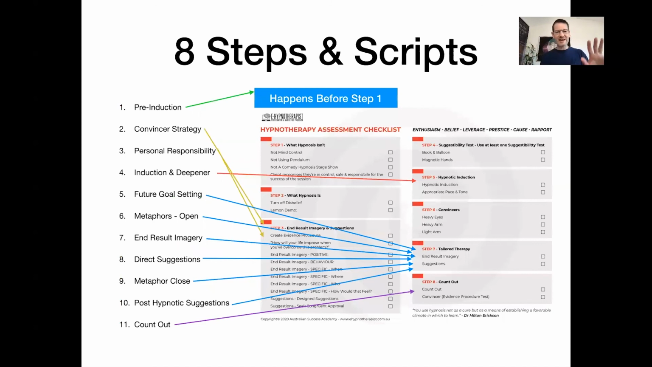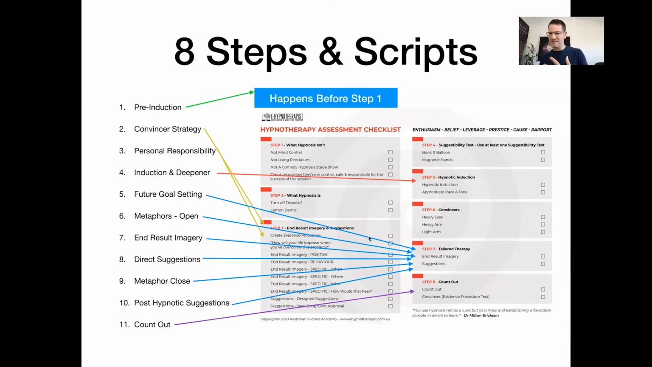So let's look at how the 8-step methodology mixes in with the scripts. Here's the anatomy of the scripts, and here's the 8-step assessment checklist, which is all 8 steps. You can see step 1, step 2, step 3, step 4, step 5, step 6, 7, 8, all there. You do the pre-induction, that happens before step 1. You then do step 1, what hypnosis isn't, what it is. You then go into the convincer strategy, which is also part of the end result imagery. Step 3, convincer strategy is in there. So evidence procedure, a different word for convincer strategy. It's in there, but there's a little bit more in the convincer strategy than there was in this one. So there's an overlap at that point.